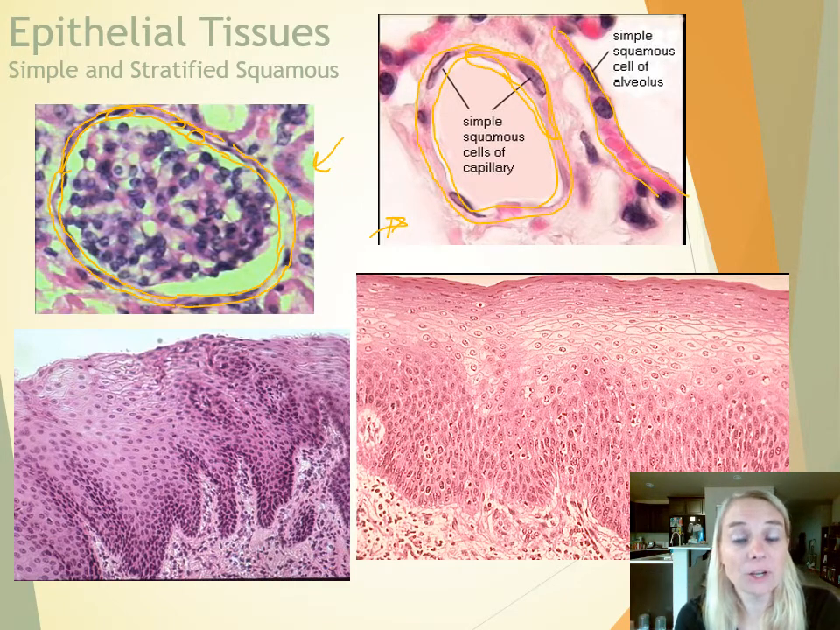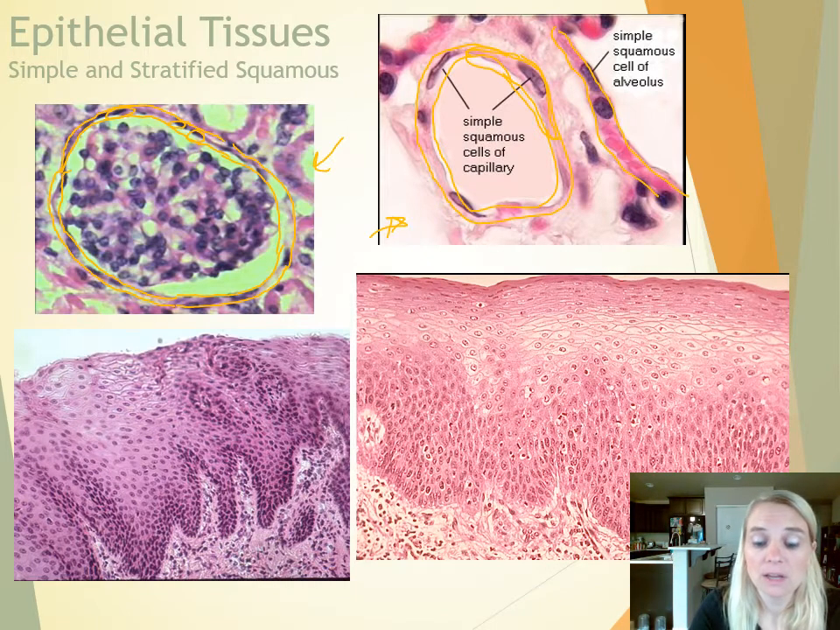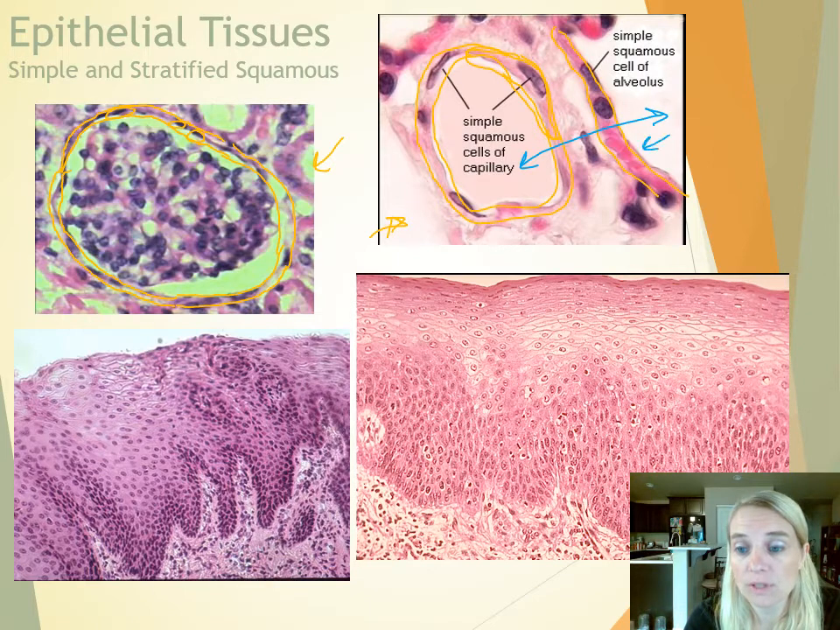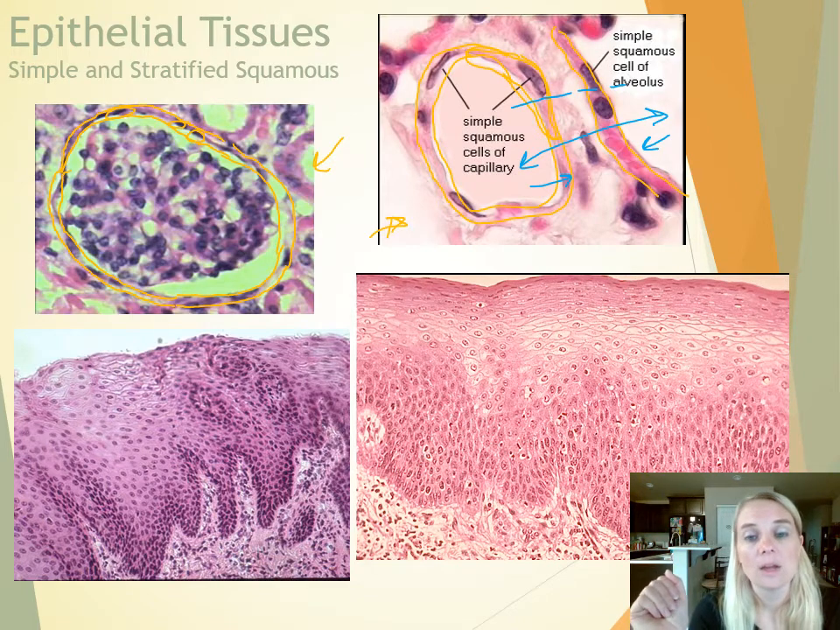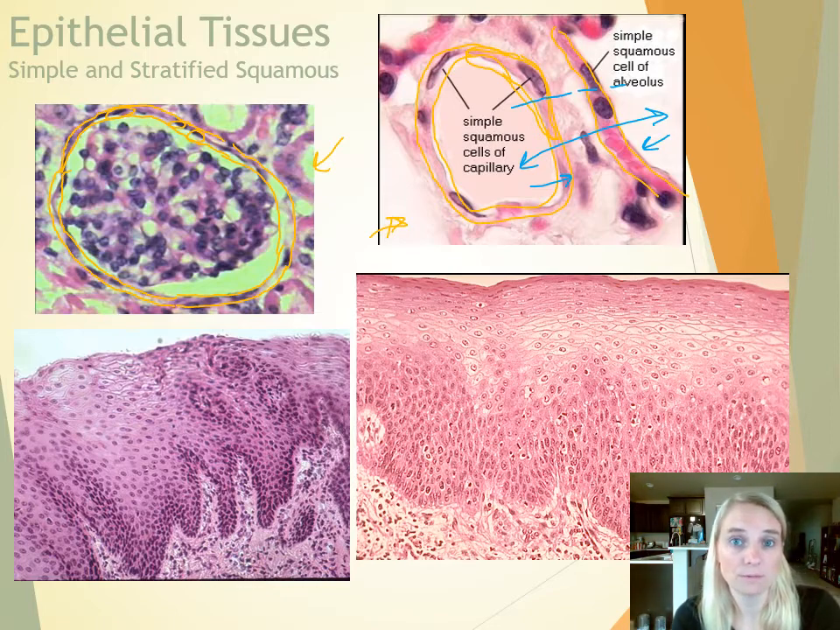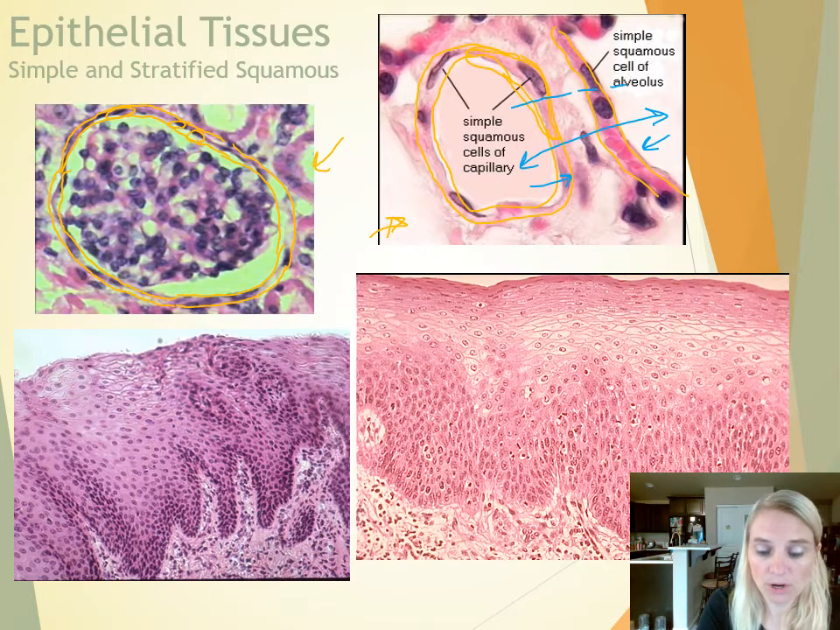Now, functionally, simple squamous are really good for diffusing things because it's the thinnest layer of epithelium that you have. So for our lungs, it's really good for the exchange of gases. So oxygen goes this way, carbon dioxide goes this way, and all they have to do is diffuse across those two thin cells and a little bit of this loose connective tissue. Okay, so functionally, you're going to see simple squamous epithelium in places where you have lots of diffusion or exchange surfaces. Now, the bottom two pictures are showing stratified squamous epithelium.